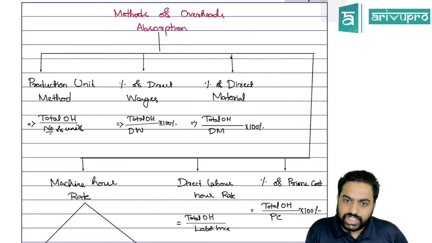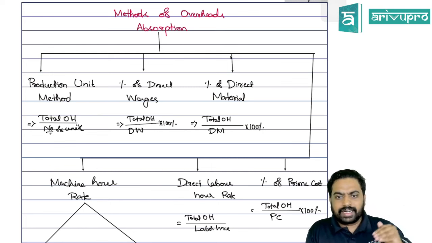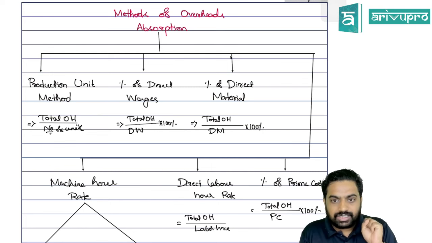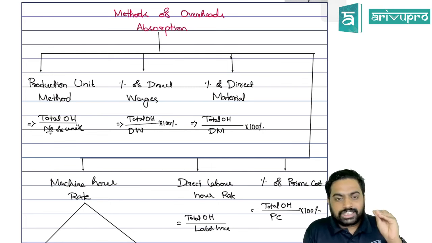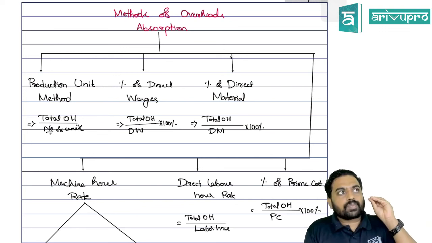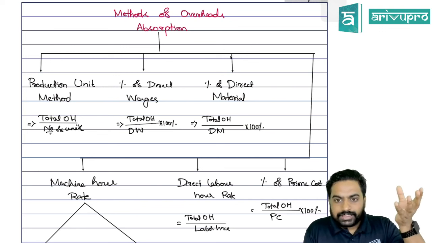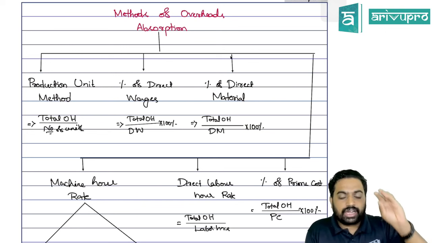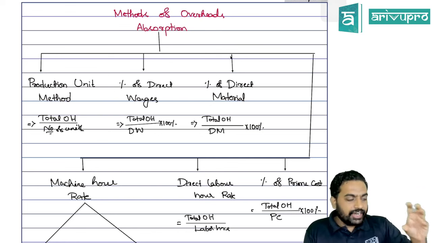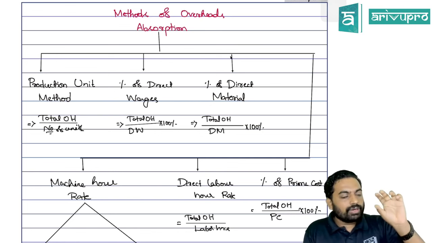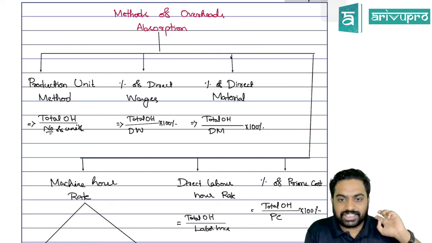Percentage of direct wages is nothing but total overhead divided by direct wages. We will get some percentage. So if, let's say, overall our factory is using 1 lakh rupees of direct wages and 2 lakh of overheads, which means our overhead is 200% of direct wages, right? Overhead is 200% of direct wages.